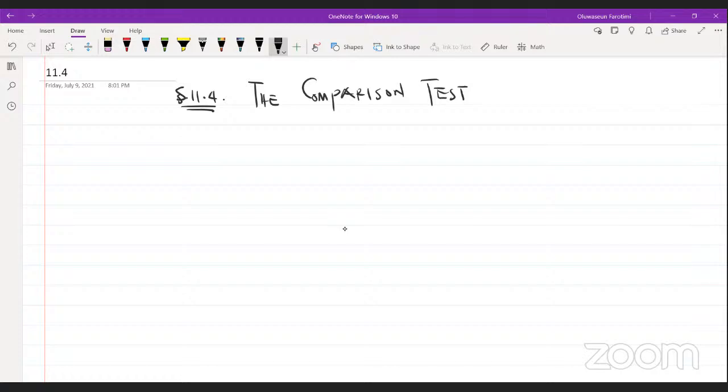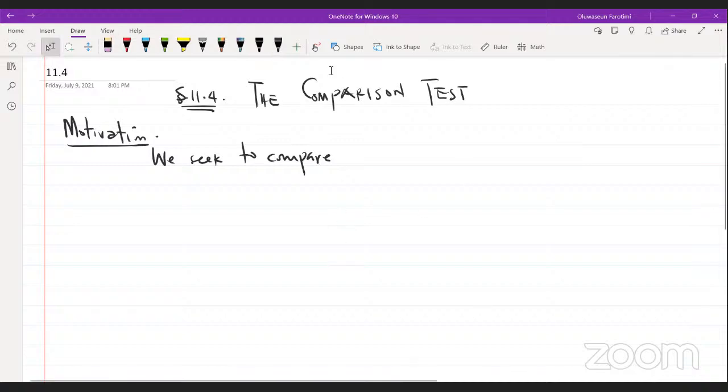So what is the motivation? Let me just write a little bit. Motivation. The motivation is that we seek to compare. Just like the word comparison, the root word is compare: placing two things side by side and discussing what kind of relationship exists between them. It's the same thing we're technically doing right now: placing two things side by side, and then we're going to try to discuss their behavior or perhaps some kind of similarity.